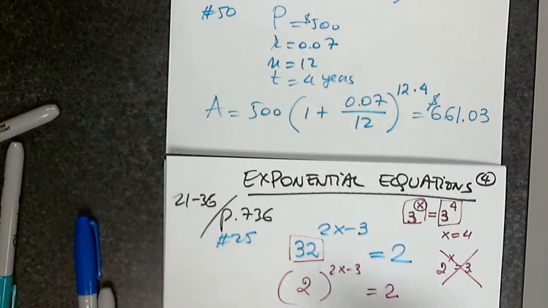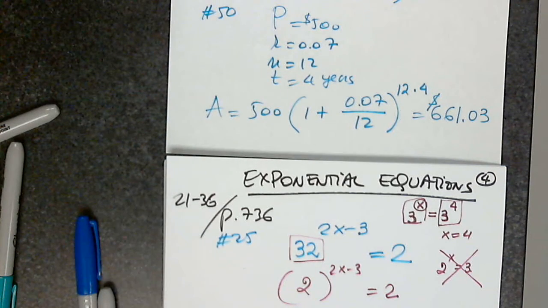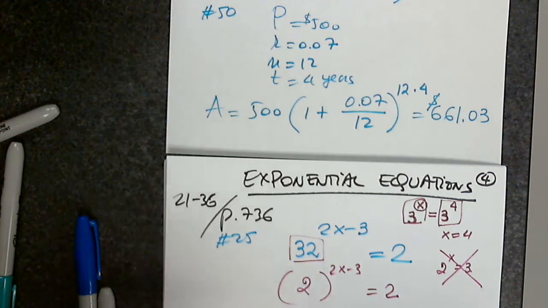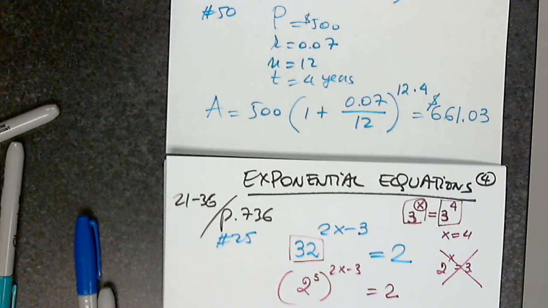Okay. Now, I want to change 32 into exponential notation with the base 2, because I have to have the same base on both sides. And so there is only one way of rewriting 32 with base 2: 2 raised to the 5th. Excellent. So 32 was replaced by 2 to the 5th.